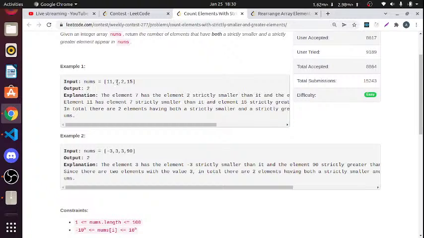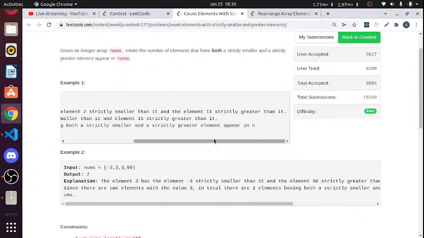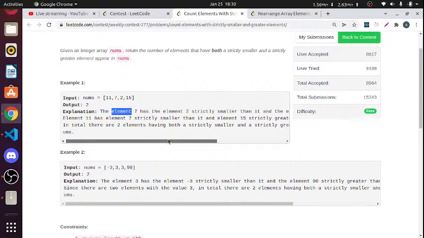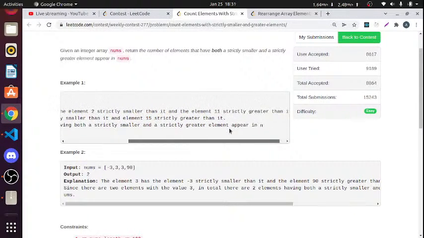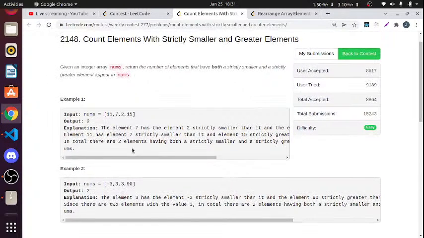Suppose here is the example 11, 7, 2, 50. The element 7 has the element 2 that is strictly smaller than it, and the element 11 is strictly greater than it, right?